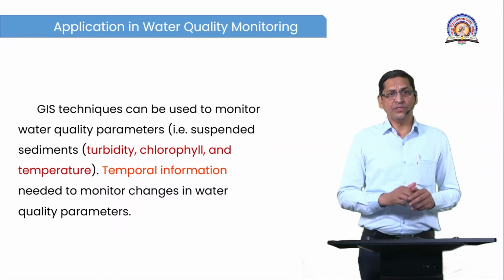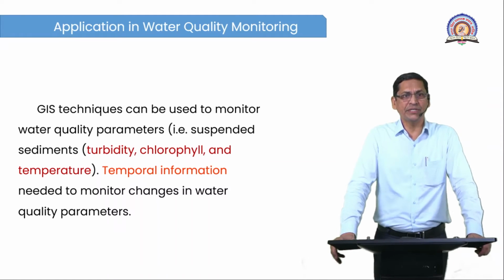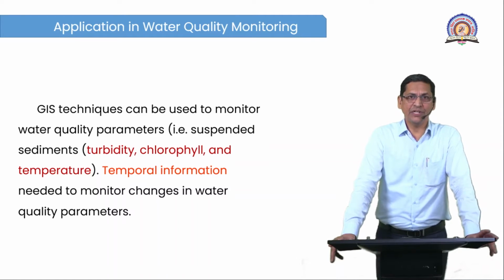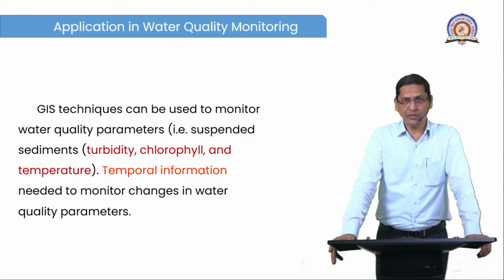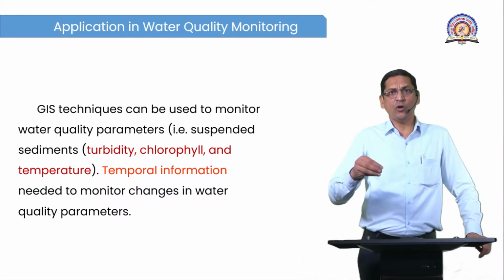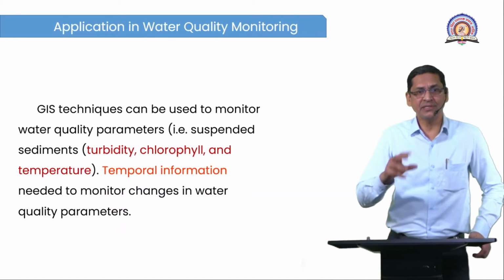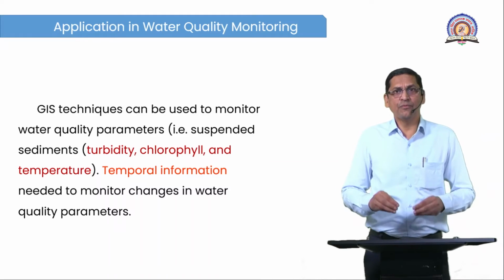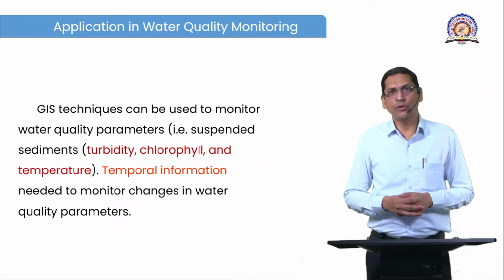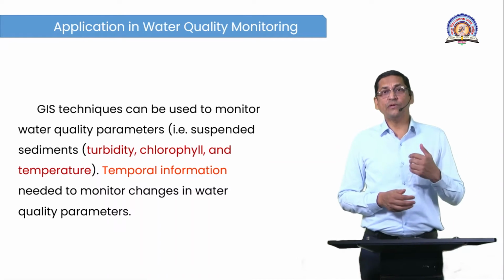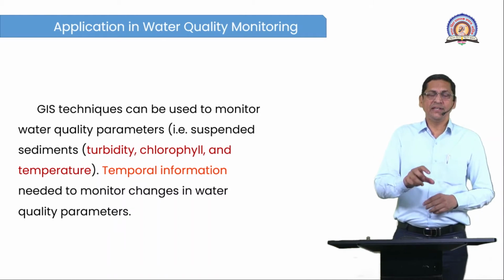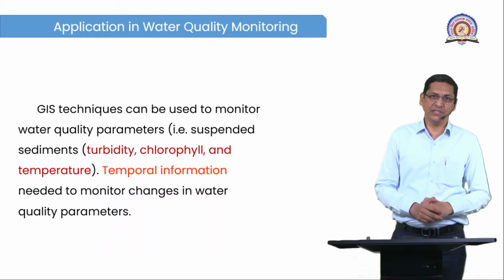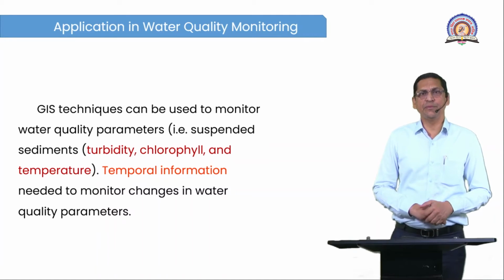And therefore, GIS techniques can be used to monitor the quality of the water, what amount of suspended sediment is found in the water, what the turbidity is, that is, the amount of soil particles or sand particles in the water, if chlorophyll is found in the water resources, and what the temperature of the water is. That can also be checked remotely due to GIS. So GIS is very important.